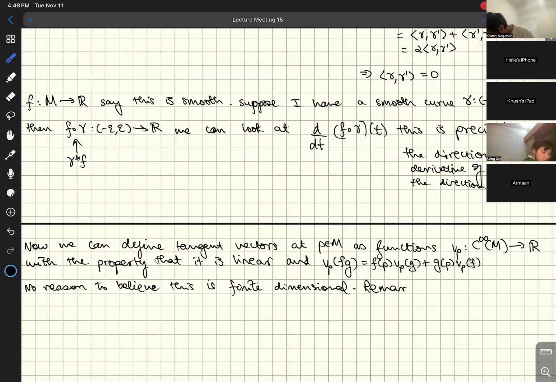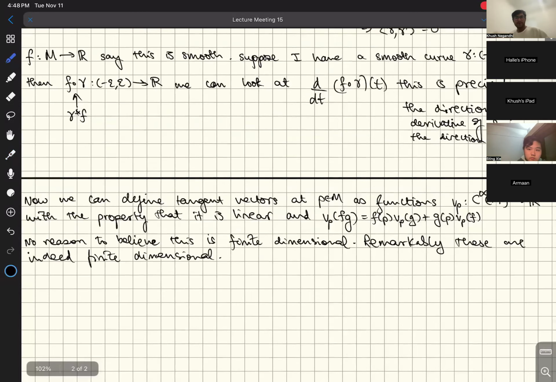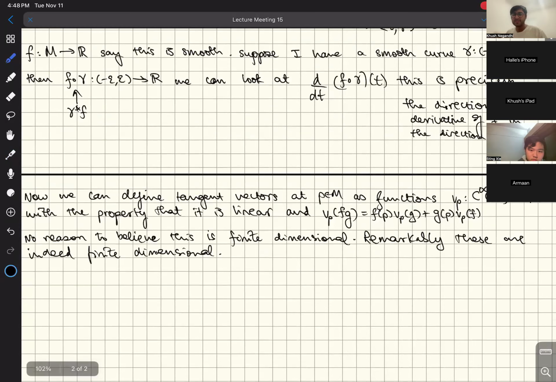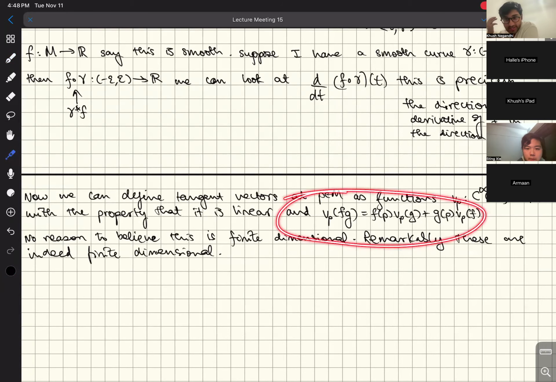Remarkably, these are indeed finite dimensional. Okay, so let me try to convince you of this fact. The way I'll try to convince you is, first, I'll look at tangent vectors in Rn. The only things that satisfy this condition in Rn are the partial derivatives and linear combinations of partial derivatives, right?